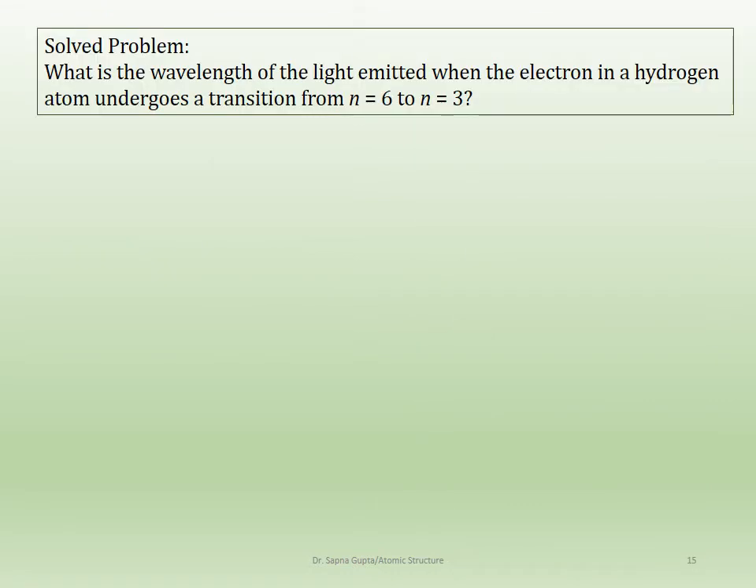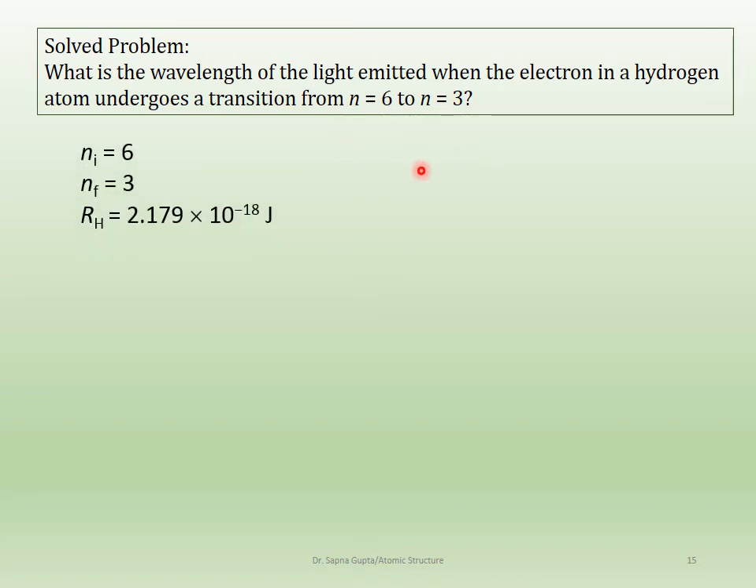Here is a problem which will show us how to do these calculations. So the problem is, what is the wavelength of light emitted when the electron in a hydrogen atom undergoes the transition from n equal to 6 to n equal to 3. So it's not from n equal to 1; you can calculate the energy and wavelengths from anywhere in the middle.